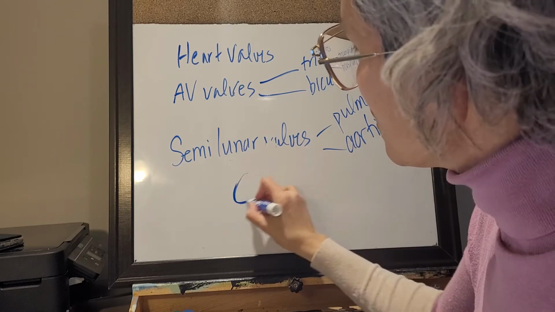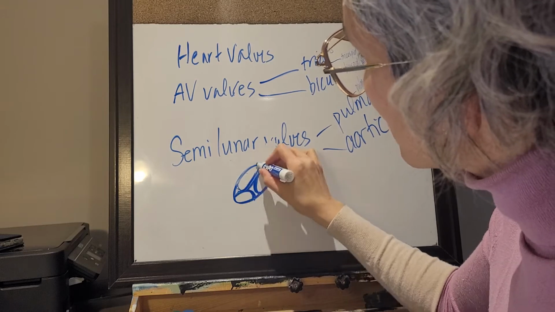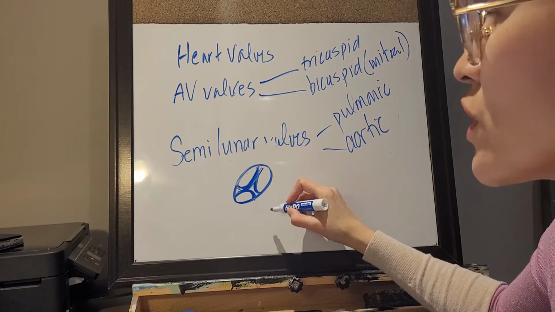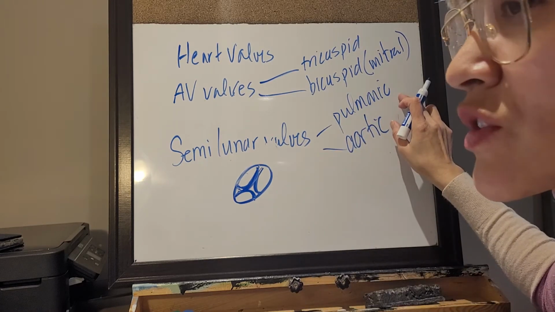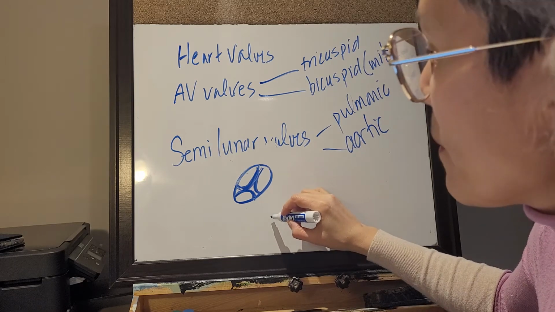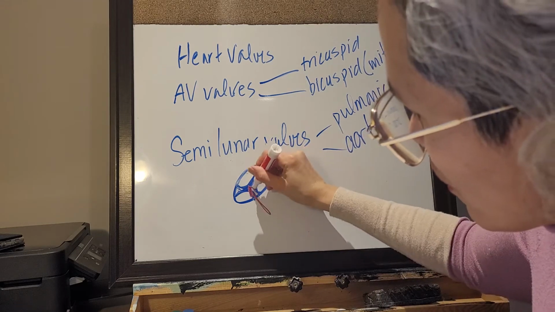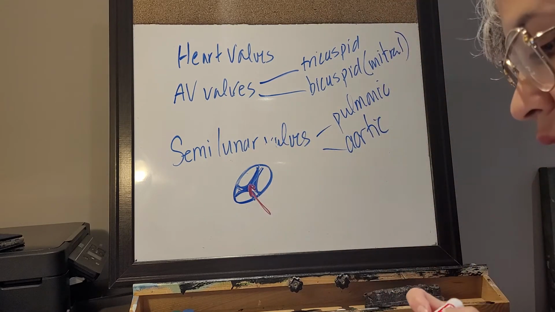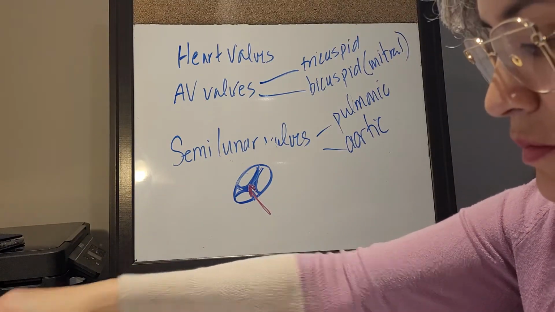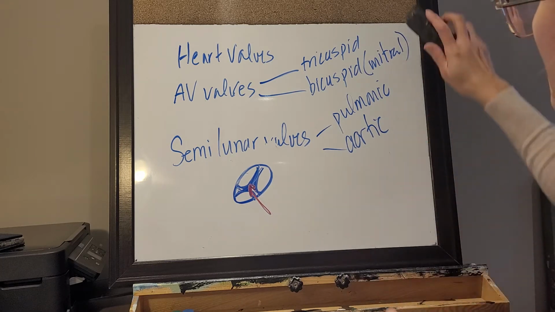A visual for semilunar valves is that they are kind of cusps, right? There has to be enough force to overcome the afterload of either the pulmonic circulation or the systemic circulation to allow blood to go through and then not to come back against the semilunar valves. Okay.